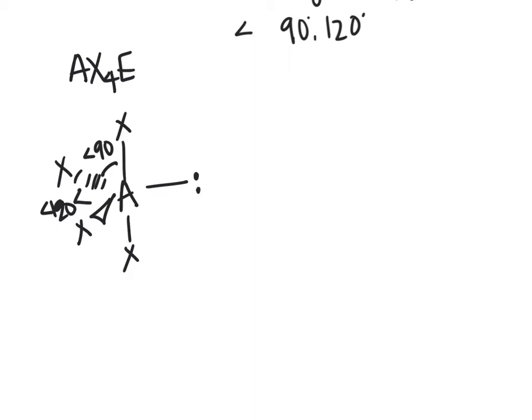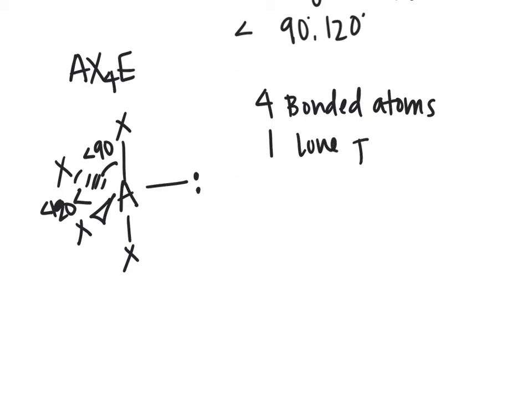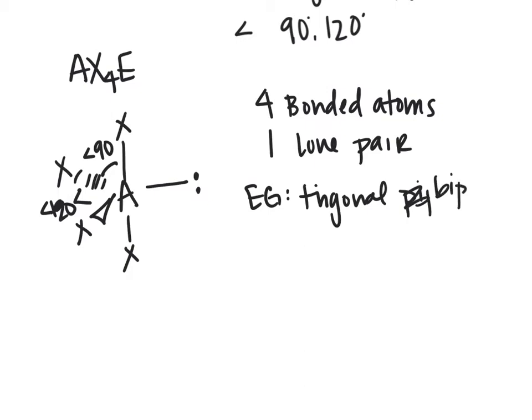So in this case, we have 4 bonded atoms and 1 lone pair. The electron geometry is trigonal bipyramidal. And the molecular geometry is something called seesaw.